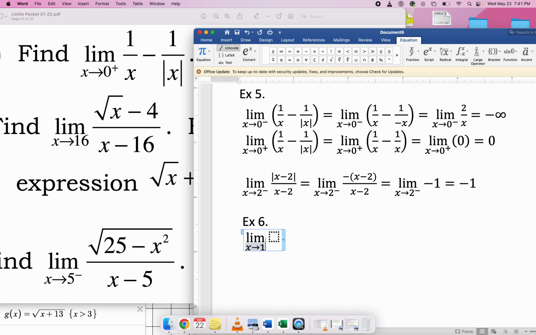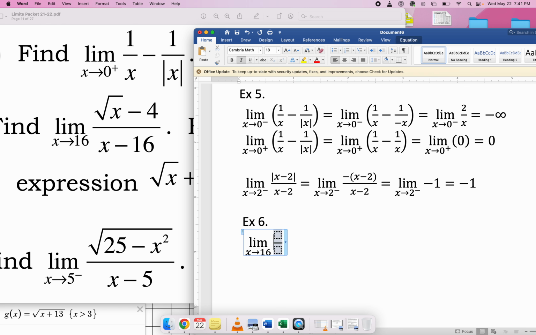So limit as x approaches 16. You need to multiply top and bottom by what's called the conjugate of the square root expression. So the square root expression in this case is root x minus 4. So what I'm going to do is multiply top and bottom by the conjugate of root x minus 4, which is root x plus 4. You've seen similar things when simplifying quotients of complex numbers, like when you're rationalizing certain complicated denominators.